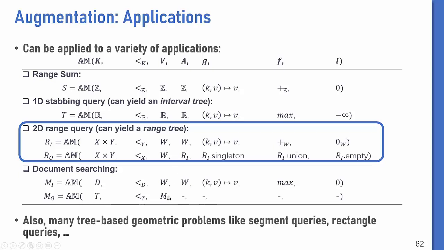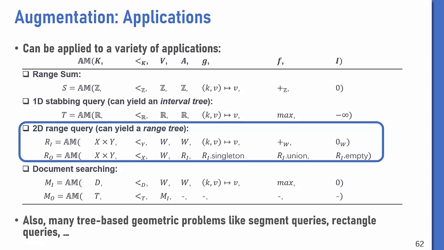So you don't need to read all the symbols in the table because I won't have time to talk about all the details. But the point is that to deal with all the applications using PAM, we only need to define these several parameters. Here, this 2D range query can be used to solve the weather station or the Pokemon Go problem I mentioned earlier.